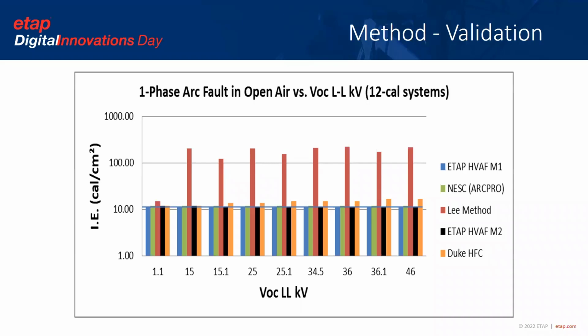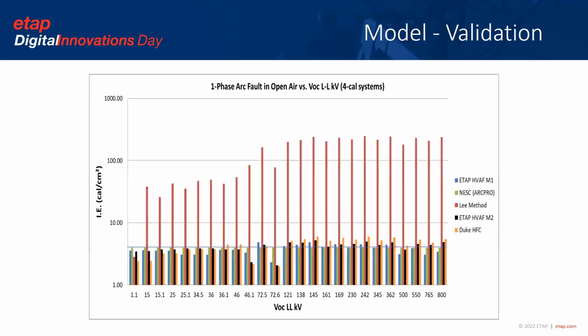This is one of the charts from my paper. Here we can see that most models produce between 9 to 12 calories per centimeter squared, as expected based on NESC table 410-2. The Lee method introduced here clearly shows unrealistic results. Of course, this method is no longer mentioned in IEEE 1584 as a viable option to calculate the incident energy.